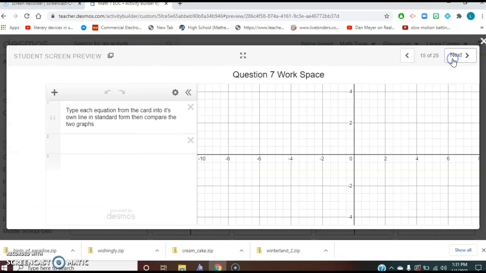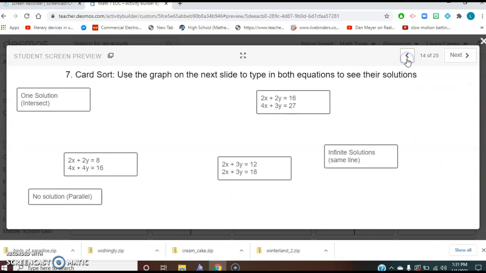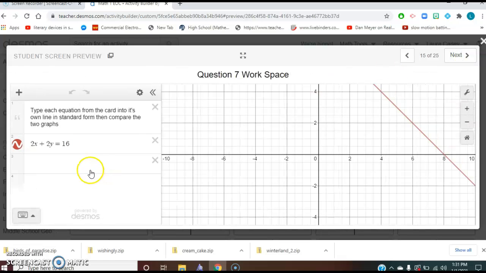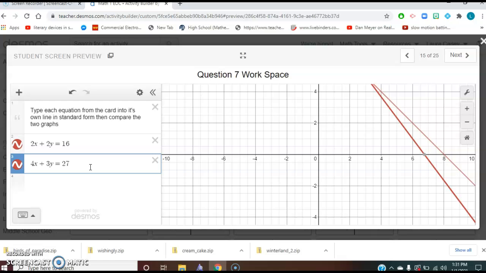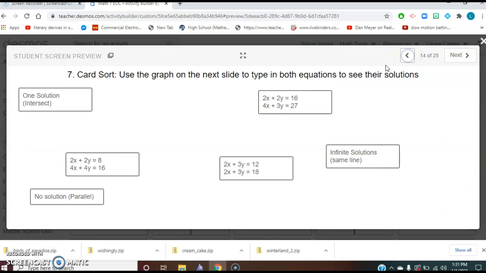2x plus 2y equals 16. So there's my first line. Let me go back to that card. 4x plus 3y equals 27. All right, so these definitely look intersecting. So this card intersects.